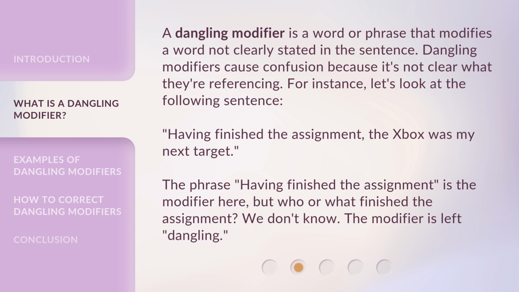A dangling modifier is a word or phrase that modifies a word not clearly stated in the sentence. Dangling modifiers cause confusion because it's not clear what they're referencing. For instance, let's look at the following sentence. Having finished the assignment, the Xbox was my next target.